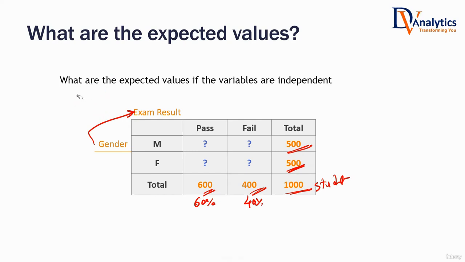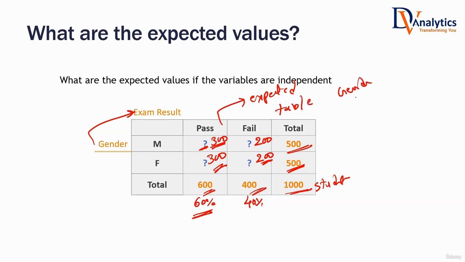If that is the case, out of 500 male, how many should be passing? 300. 300 males should pass, because the pass percentage is 60%. That means it should be 300. How many males should fail? 200. How many females should pass? 300. How many females should fail? 200. Is it fair to say this is the expected table, when gender and exam result are independent? Yes. If they are totally independent, exam result has nothing to do with gender.